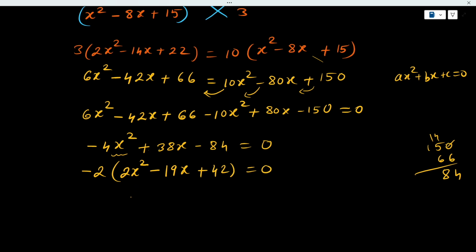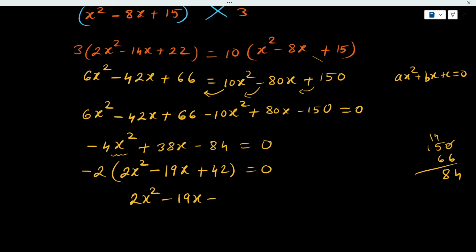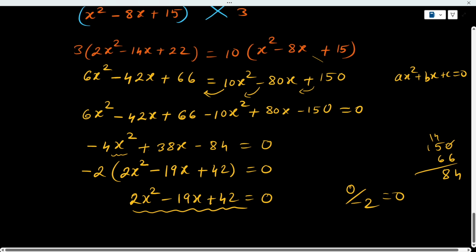So what is your equation here? Now minus 2 can go to the right hand side and it will become 0, right? So it's fine if we are not writing that, and we can write down here 2x square minus 19x plus 42, which is equals to 0, because 0 divided by minus 2 is 0, right? So this is your simplest form, ax square plus bx plus c form.